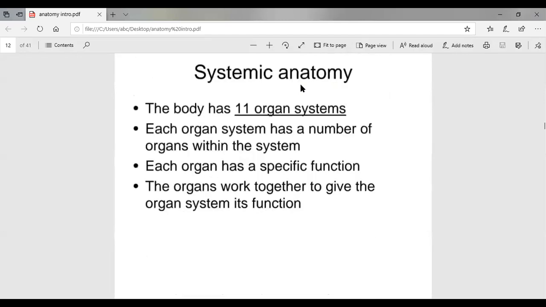As I have mentioned earlier, there are 11 organ systems, correct? And each organ system has a different number of organs. It is not necessary that all the 11 organ systems will have the same number of organs. Few will have more, few will have less. But the different organ systems have different functions, and when all these organ systems work together, they form the human body, and when all the functions of the human body are performed together, the function of the human organism will be completed. Let's go ahead.